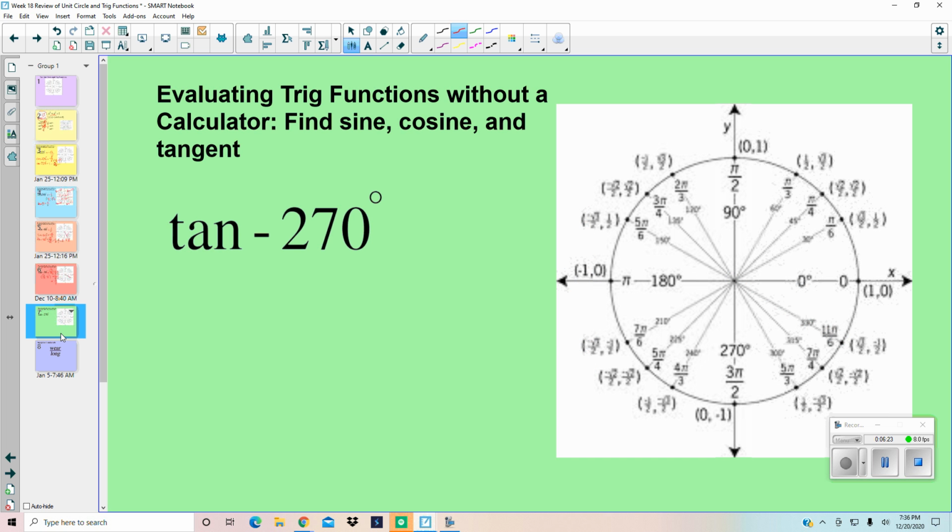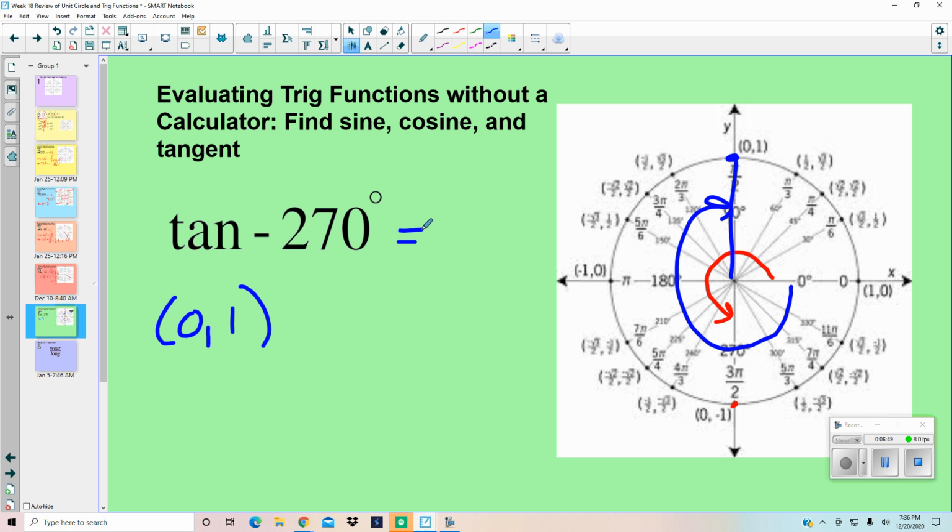One last one. Tangent of negative 270. Think about this. Positive 270 is down here, but that's if I'm rotating in a positive direction. If I rotate in a negative direction, I'm starting here at 0 and I end up right here. So negative 270 is the same as 90. My ordered pair is 0, 1. So when I put y over x, that's undefined. Tangent of negative 270 is undefined.